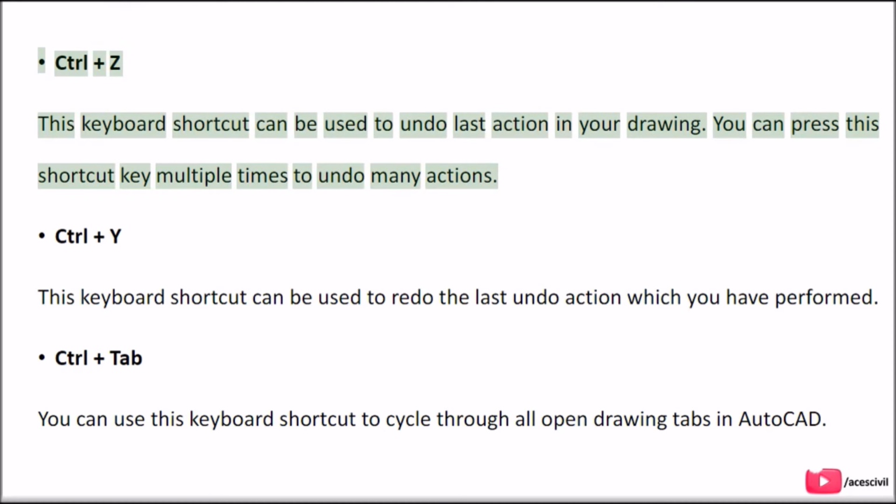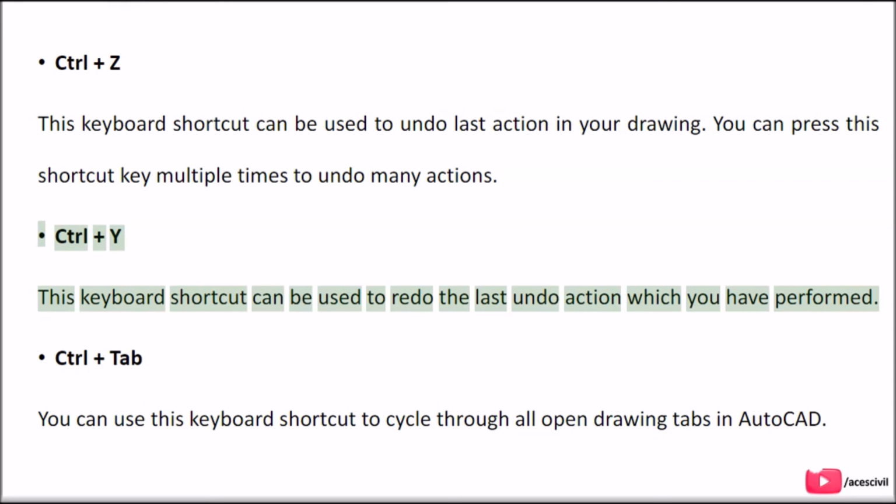Ctrl+Z. This keyboard shortcut can be used to undo the last action in your drawing. You can press this shortcut key multiple times to undo many actions. Ctrl+Y. This keyboard shortcut can be used to redo the last undo action which you have performed.